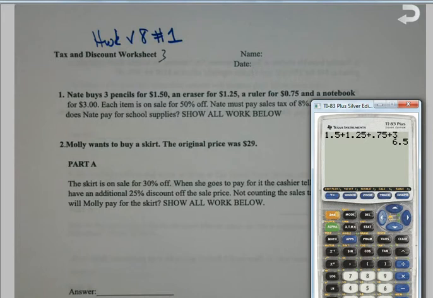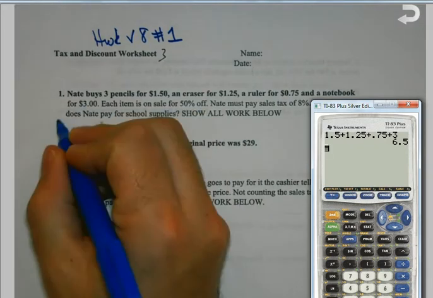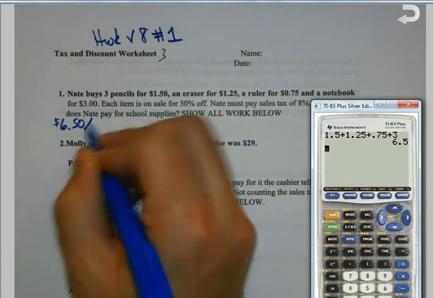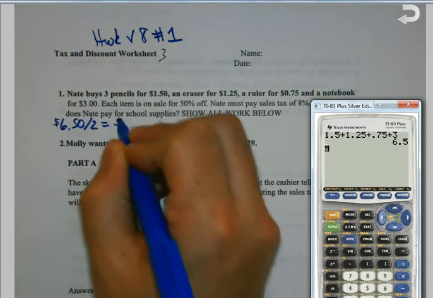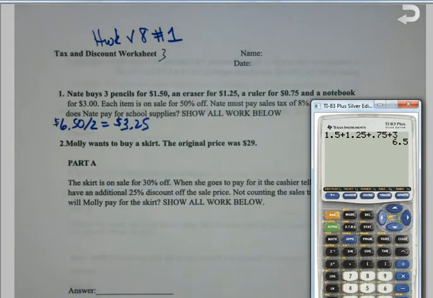Okay. So it looks like it was $6.50, but if something's 50% off, another way to say it is half off. So if it was $6.50 to begin with, and it's half off, how much does that mean we're going to end up spending on it? Close. Yes. Okay. So dividing by 2 means it would be $3.25. That takes care of our 50% off.